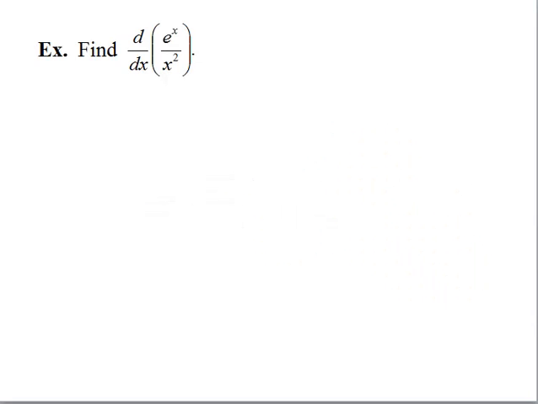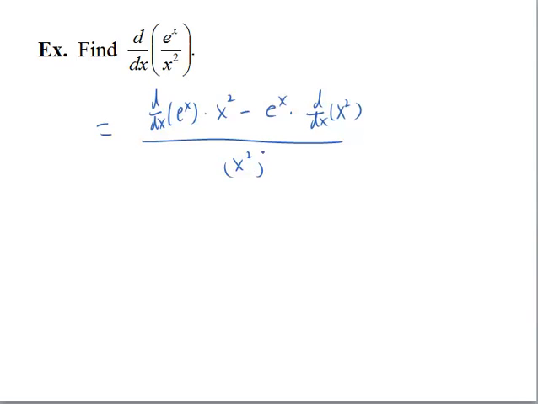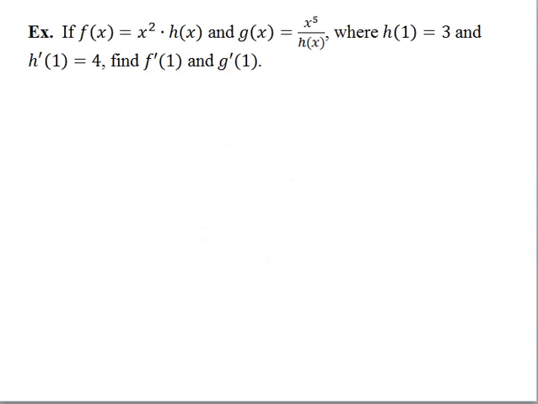Now let's use the quotient rule to find the derivative of e to the x over x squared. It equals the derivative of the numerator times the denominator, subtract the numerator times the derivative of the denominator, then divide by the whole denominator squared. The derivative of e to the x is e to the x, and the derivative of x squared is 2x, and x squared squared is x to the fourth, which is the solution.